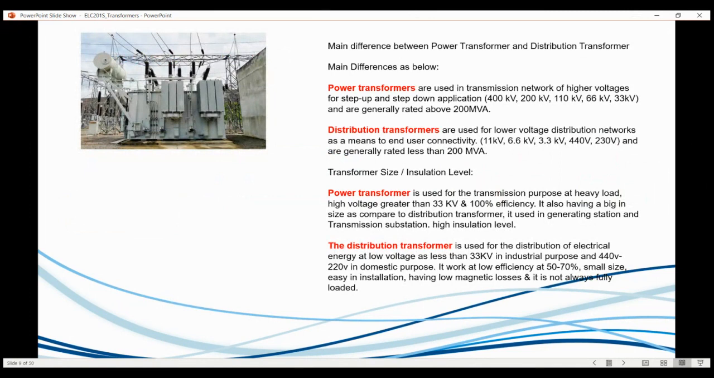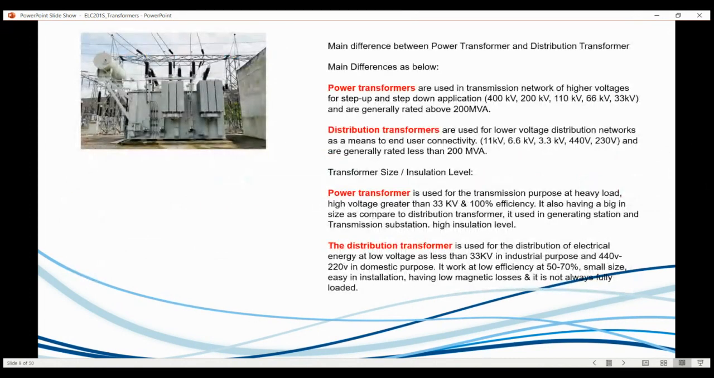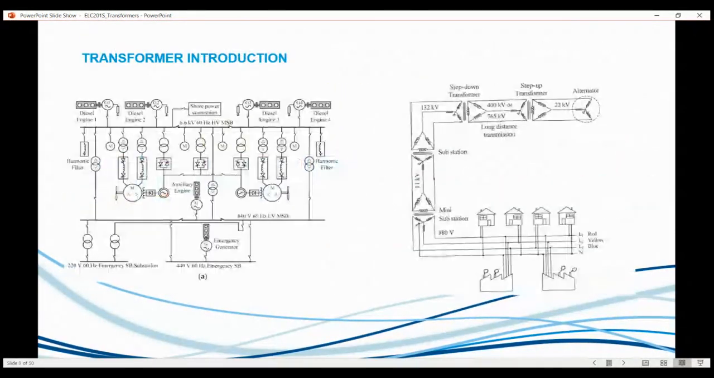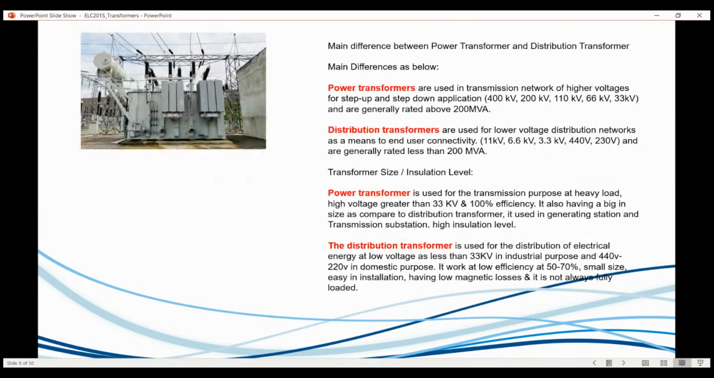You've got a power transformer and a distribution transformer, essentially the same thing. The power transformer would essentially be the first transformer coming from the alternator. And what it says there, it's used for the transmission network of high voltages for step up and step down applications, and they're typically rated above 200 MVA. Obviously, that generates a lot of electrical power. Then we've got your distribution ones, which are for lower distribution voltage networks. You could imagine that being the one at the substation. So the power transformer is the one close to ESCOM, and the closer we get to home, it'll probably be a distribution transformer. It's essentially the same thing.